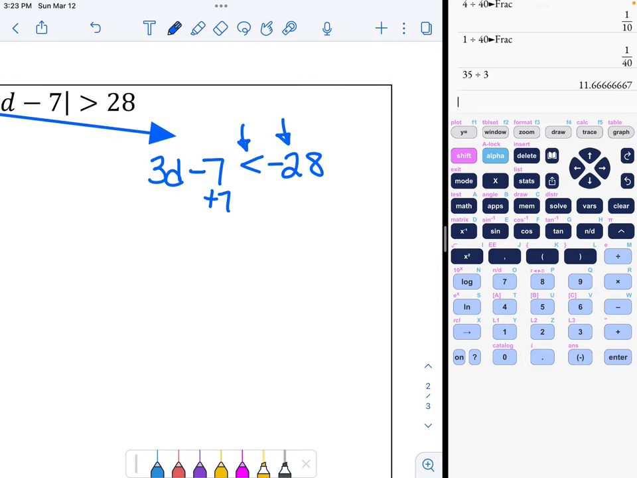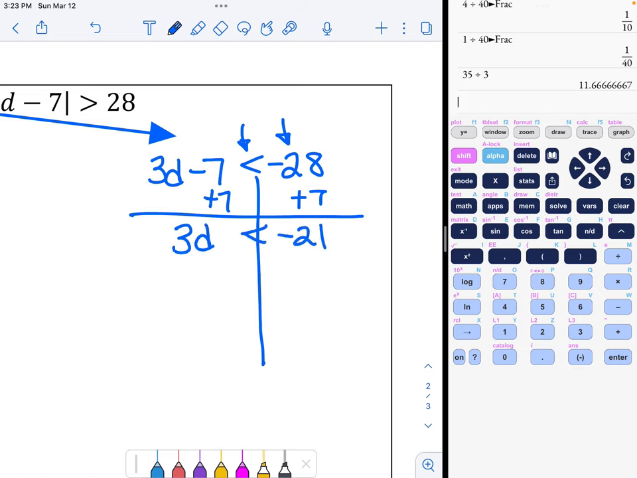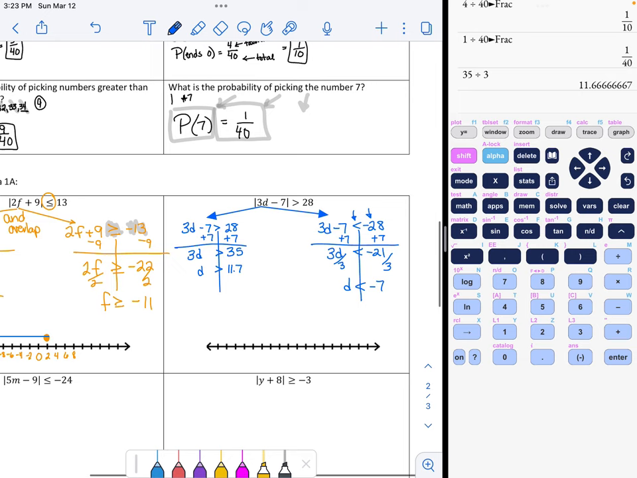Add 7, 3d, and negative 21 when you add there. Oh, I like this. I can divide by 3 all day here. d is less than negative 7. Don't flip your sign because you didn't divide by a negative.